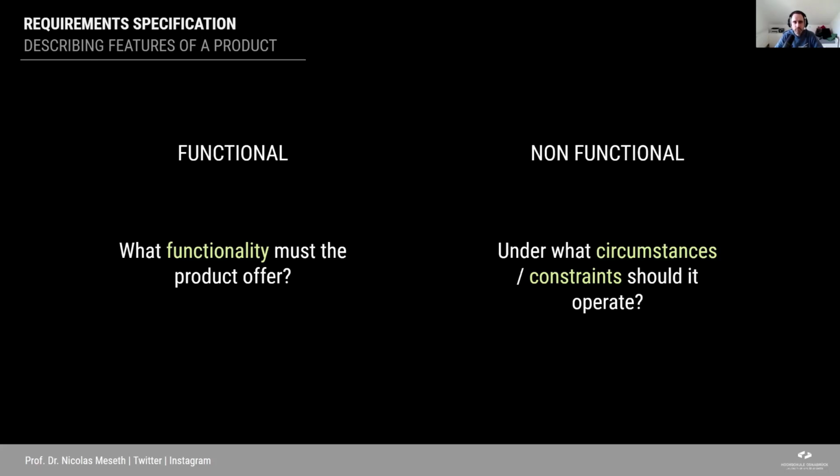So the functional requirements are what functionality must the product offer. So we will look at examples, but it's really about what the user can do with this product. What functions does it have? And on the other hand, the non-functional specification or requirements are what are the circumstances and maybe constraints, so in which circumstances and constraints should the product be operating in or work in. And that might be a little abstract. That's why we look at examples now.